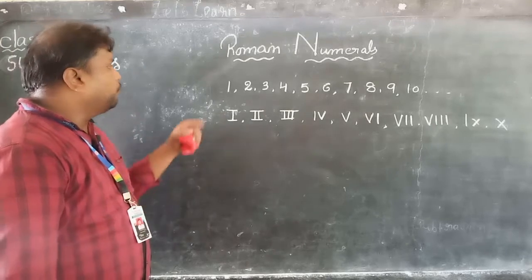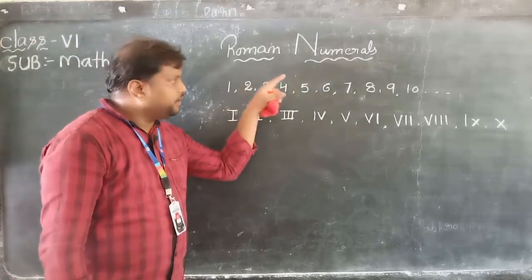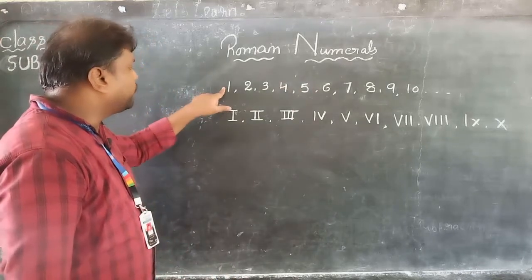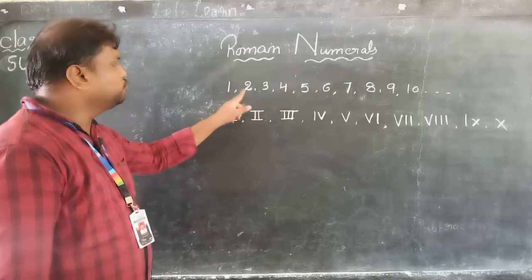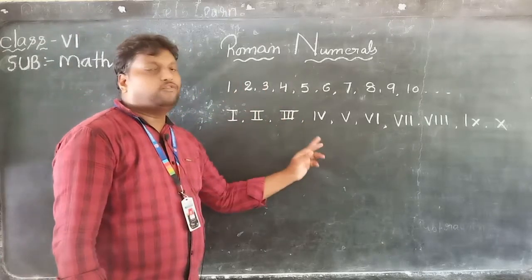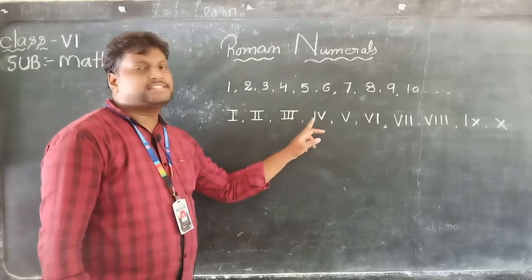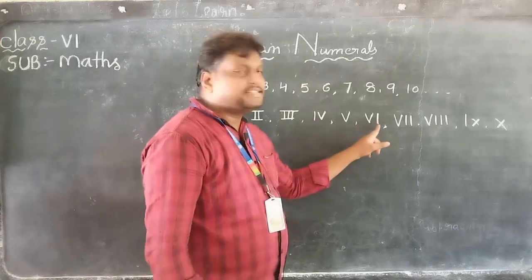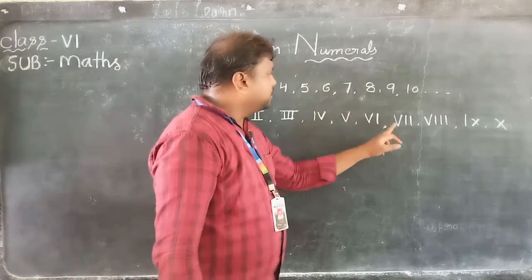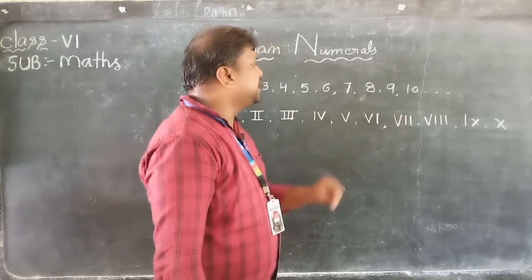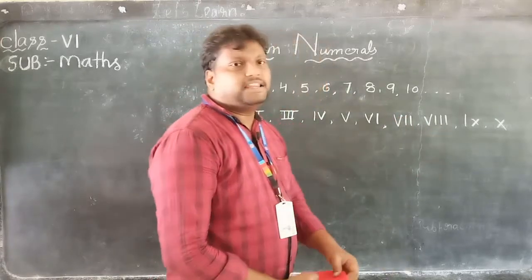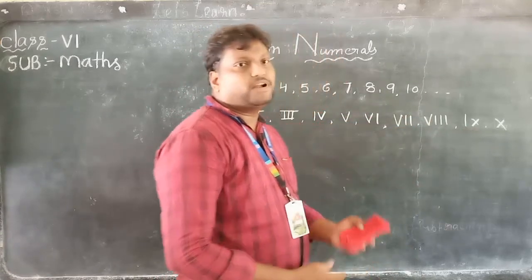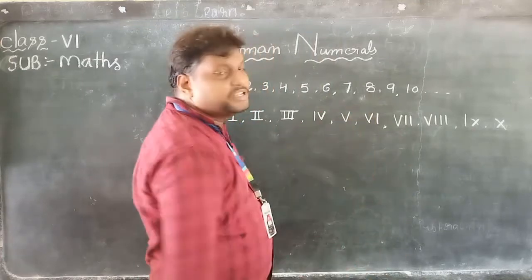See, we have to check which number in the Indian system is related to which Roman numeral. I is nothing but 1, double I means 2, three I's means 3. For 4, I on the left side of V is 4, and single V means 5. V with one I on the right side means 6, V with 2 I's means 7, V with 3 I's means 8, and I before X means 9, and single X means 10.